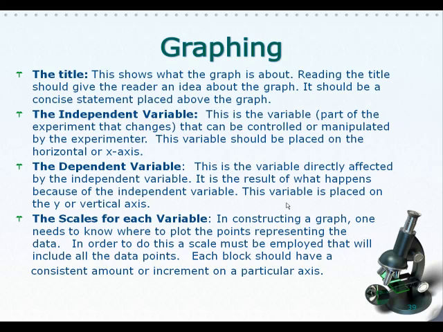The independent variable is the variable part of the experiment that is changed, that can be controlled or manipulated by the experimenter. This variable is placed on the horizontal or x-axis. The dependent variable is the variable that is directly affected by the independent variable. Remember earlier we said it's your responding variable. It is the result of what happens because of the independent variable. This variable is placed on the y or vertical axis.